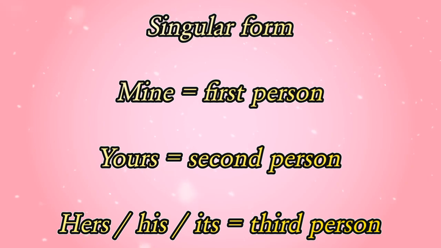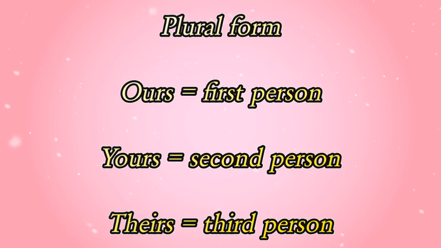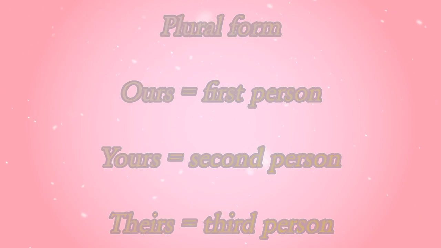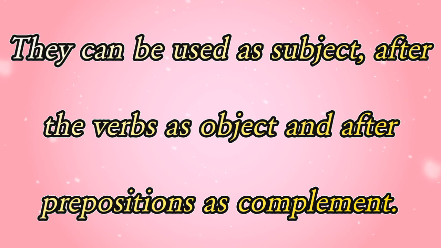Singular forms: mine, first person; yours, second person; hers, his, its, third person. Plural forms: ours, first person; yours, second person; theirs, third person. They can be used as subject, after the verbs as objects, and after prepositions as complement.